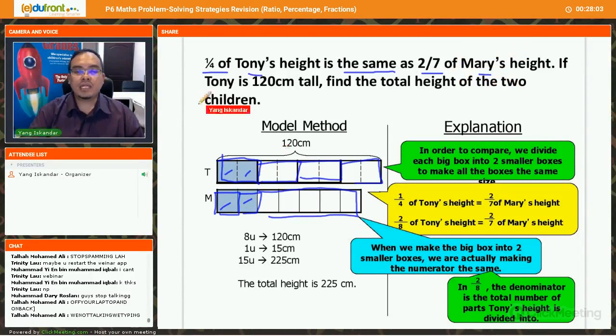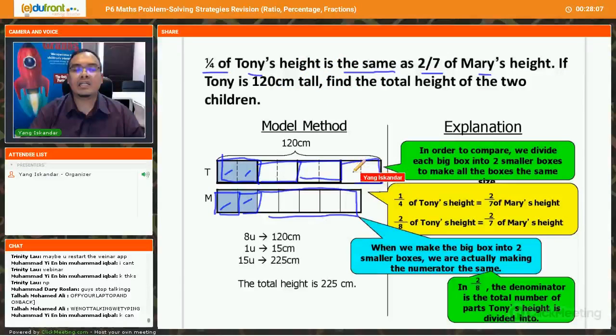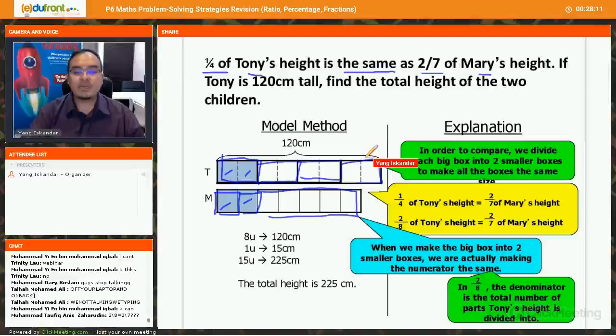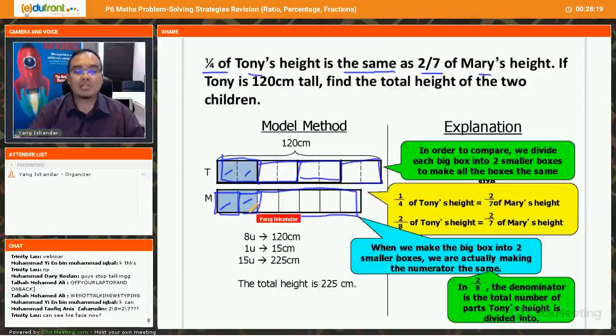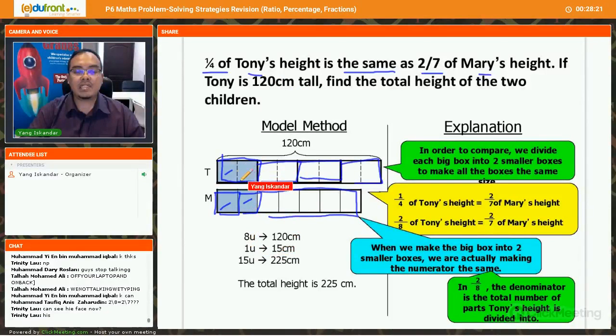Okay, next clue given to you. If Tony is 120 cm tall, this time around is slightly different from the previous question. The previous question said the total is a certain number, but here Tony is 120. So you need to be very careful. So how many units is Tony? Tony is 8 units. How do you get 8? 1, 2, 3, 4, 5, 6, 7, 8.